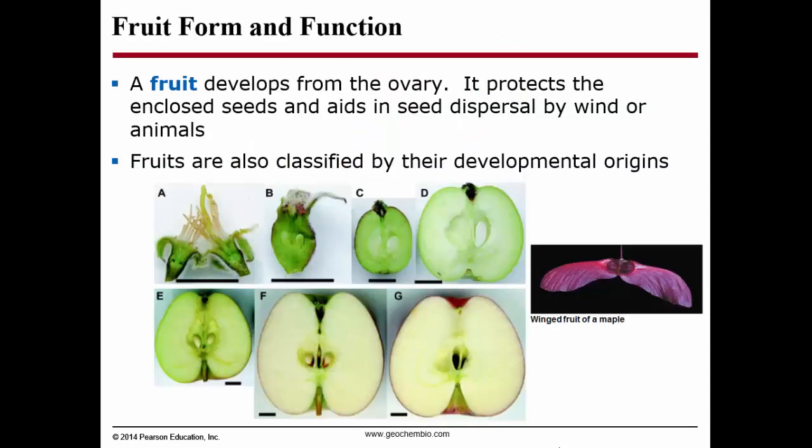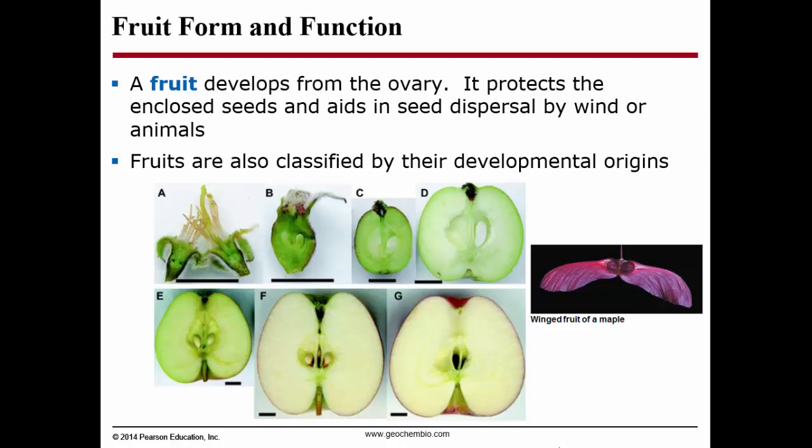Another important adaptation of angiosperms is the development of a fruit. A fruit develops from the ovary of the plant, and it generally surrounds the seeds. It's a protective barrier around the seeds, but its primary function is not to nourish the seeds in any way, but to aid in seed dispersal.